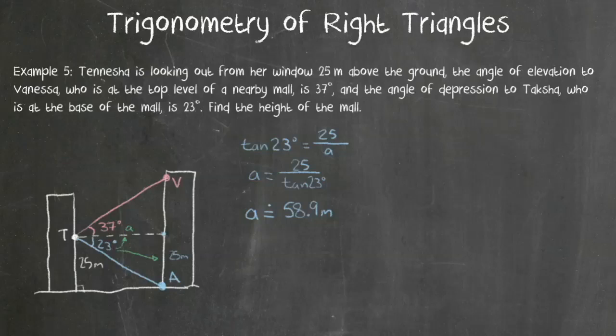Now I'm going to go to my top triangle. So I have a reference angle of 37. I know side A, my adjacent side. I'm going to use T to represent the other side. Again, I have opposite and adjacent, so again I'm going to use tangent. So in this case, the tangent of 37 is going to equal my opposite side, T, over my adjacent side, 58.9.